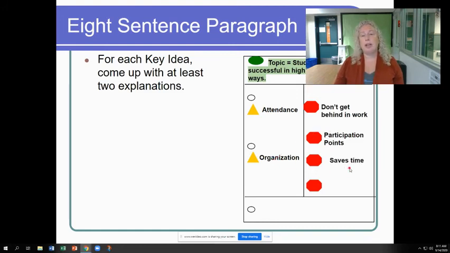Organization is important because you're going to save time. By being organized, you'll save time. You'll be able to find things faster. You'll be able to get your work done more quickly when you're organized. And finally, you will get your work turned in on time. When you're organized, you get your work turned in on time. People who are not organized have a hard time knowing whether or not they even turned something in. And so they end up with things that they should have turned in that they didn't. So organization is very, very helpful.